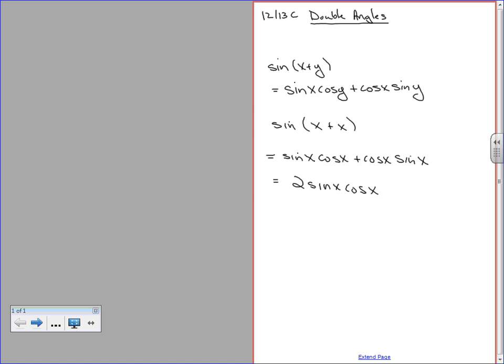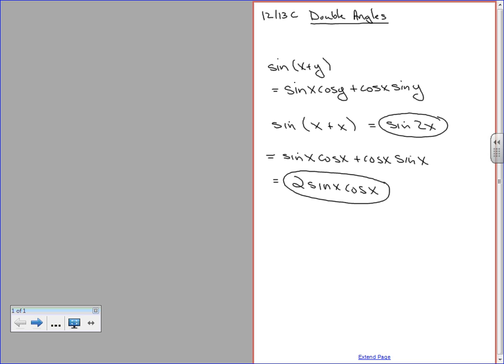So the sine of x plus x, which can be written as sine of 2x, because x plus x is equal to 2x, is equal to 2 times the sine of x times the cosine of x. So if ever you want to figure out the sine of 2 times an angle, when you're given the original angle, you can use this double angle formula.